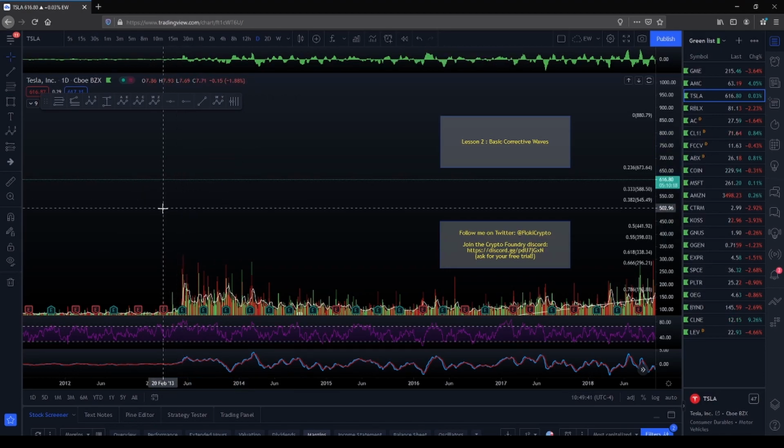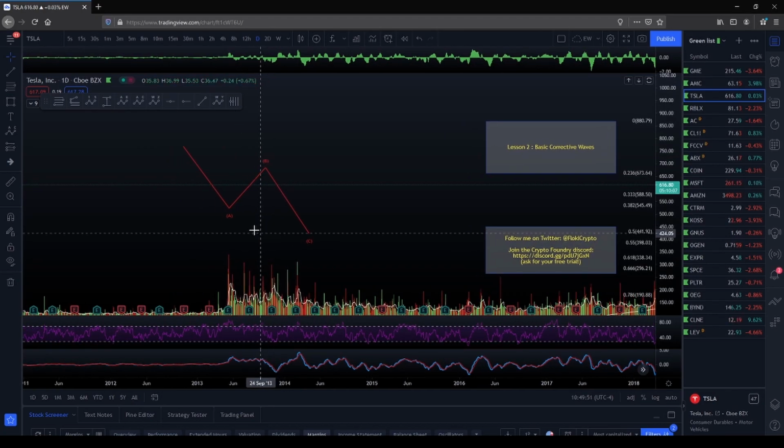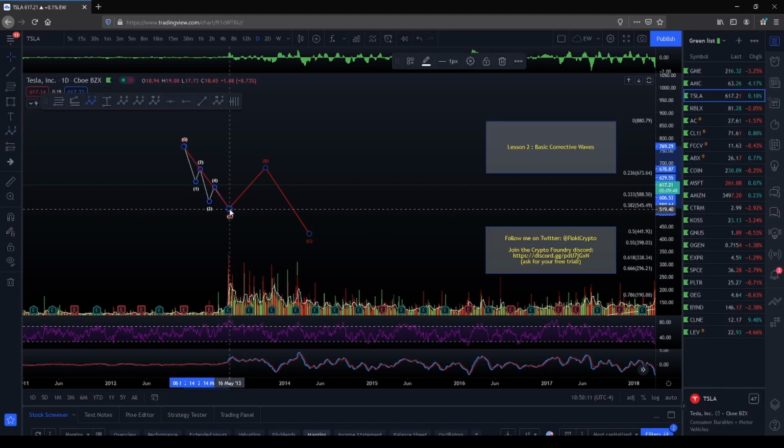So let's start with the zigzag. And what are the rules for the zigzags? Okay, let's start with wave A. The rule for wave A is in a zigzag, it has to be either an impulse or a diagonal. We covered those in the last lesson. So this is how it's subdivided. Here we go. That's a wave A.